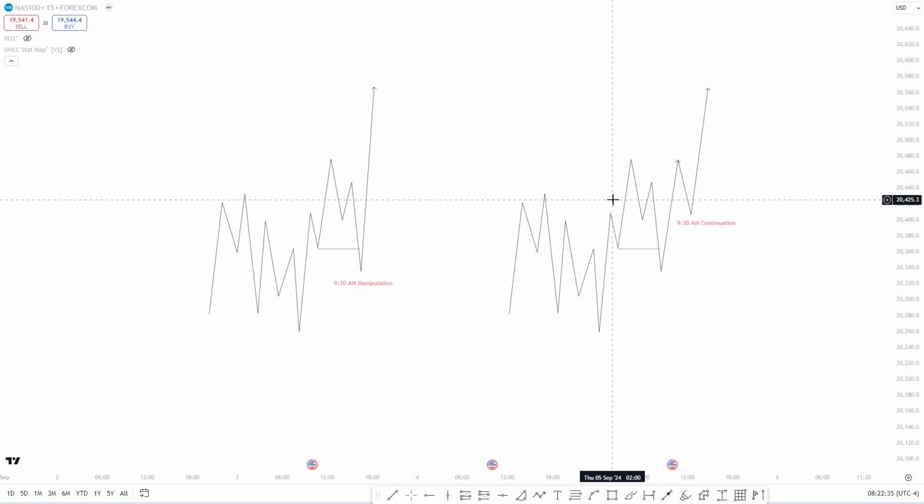Now let's go to real chart examples, and I'm going to show you examples that I have actually traded, not some hindsight.